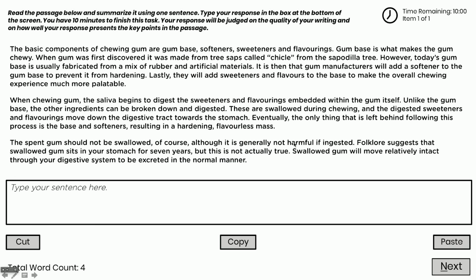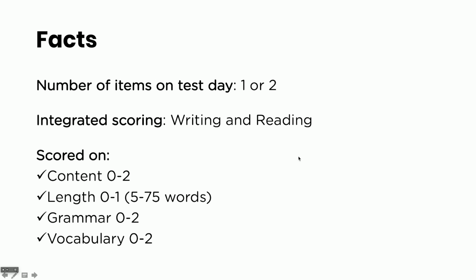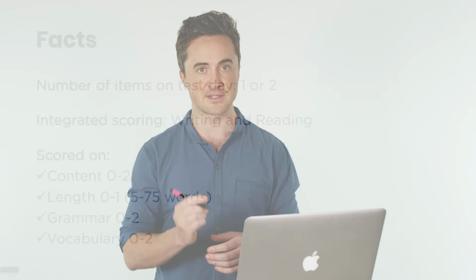What you have to do, the name of the game, is to summarize all of that writing into a single sentence that captures the main idea of it and any important sub-ideas. Let's take a look at some of the facts. You're going to get one or two of these on test day. It has integrated scoring. That is, it will contribute points to both your writing score and your reading score, obviously, because you're going to have to read and understand the paragraphs before you write your sentence.